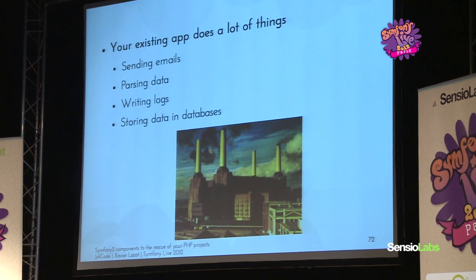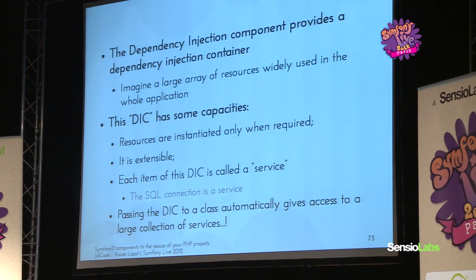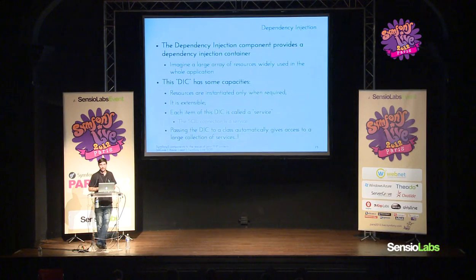If we consider the whole app, your existing app does a lot of things. It sends email, it writes log, it does a lot of things, really. Most of these things are technical operations, which can be seen as services. This is the concept of services of Symfony2. And the dependency injection container, as its name explains, contains the services. It is made to hold all the services that are required by an application in order to define them in one single place, be able to configure them, and be able to instantiate them only when required, not before.